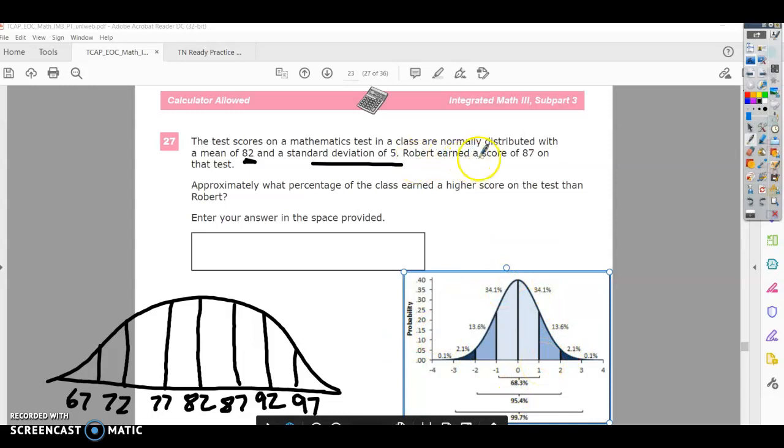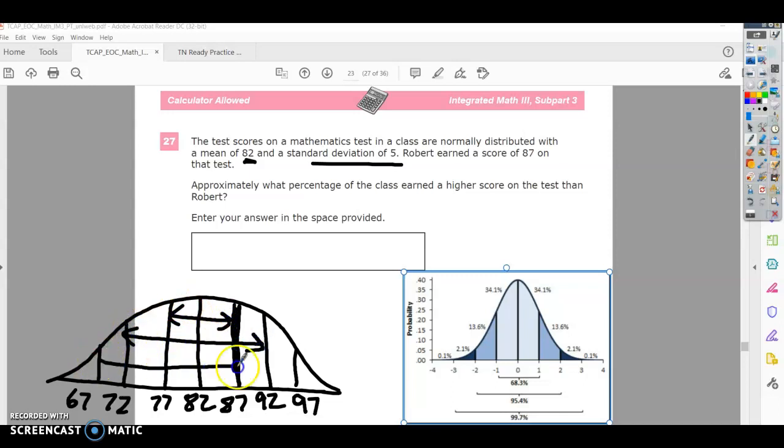We just filled it out very similar to this data right here. So it says Robert earned a score of 87. Okay, 87 is right here. We know that this is 68%. We know that this is 95%. And we know this is approximately 99.7%. And then the outliers and everything else. So it says approximately what percent of the class earned a higher score than Robert did. So if he earned an 87, we need to know what part of the class earned a score greater than an 87.